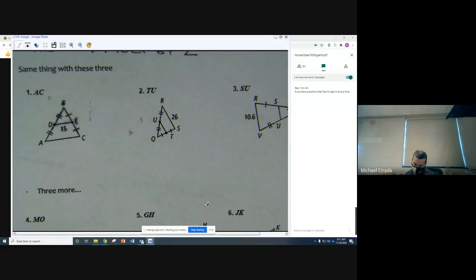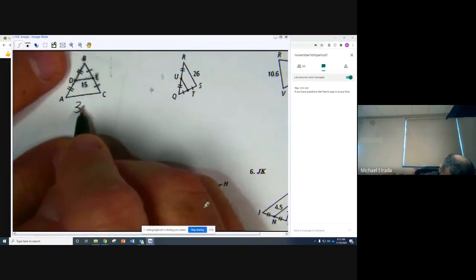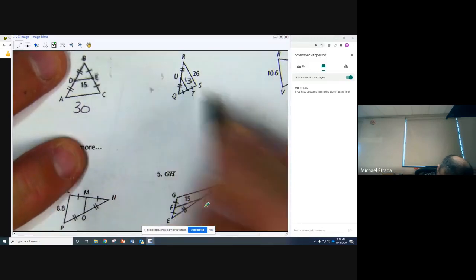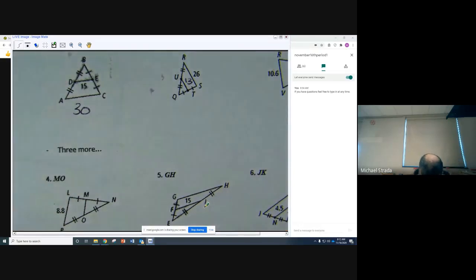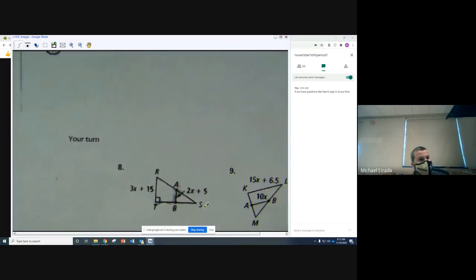Numbers 1, 2, and 3. Good. AC would be 30, TU would be 13, and SU would be 5.3. Good? Okay. So, if we got a good idea of that, we're going to look at, you got some time for algebra.